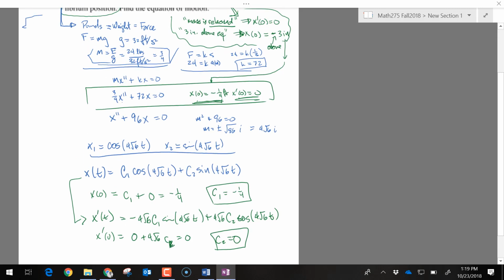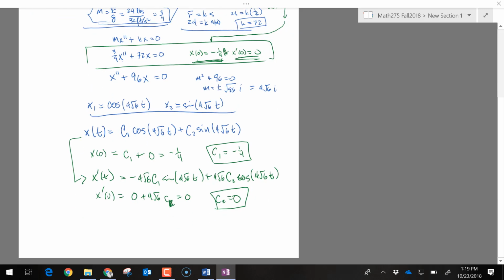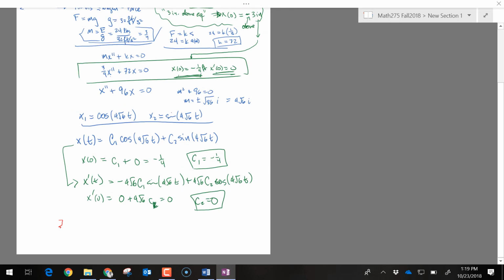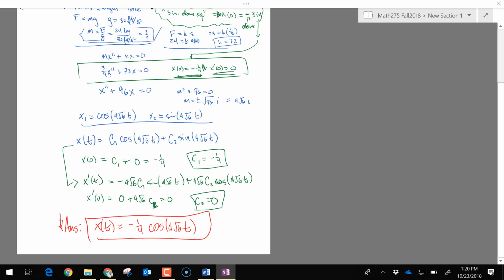Oh, the negative 3 was in inches, and it got transferred into feet, because we have to use feet and pounds. All right, so our final answer is x of t is equal to negative 1/4 cosine of 4√6 times t plus 0. So this is all we have.